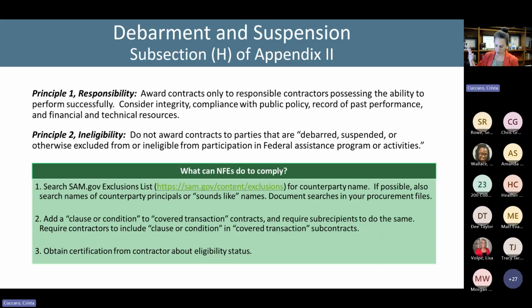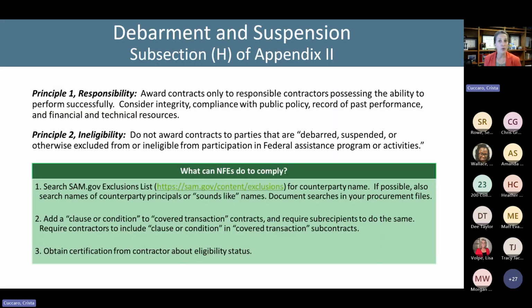So you've identified your lowest responsible bidder, and you want to make sure that they're not debarred. So you're going to look them up, and hopefully you are not going to find their name. That would be sort of the scenario that you want. If you do find them, right, you need to determine exactly what's going on with that company, but it could be the case that they are debarred or suspended and you cannot award the contract to them. So that's one way to accomplish compliance here with the debarment or suspension provisions.